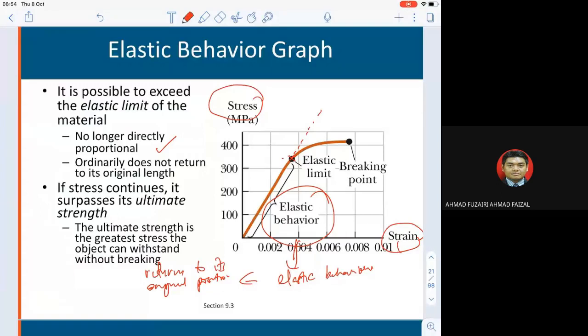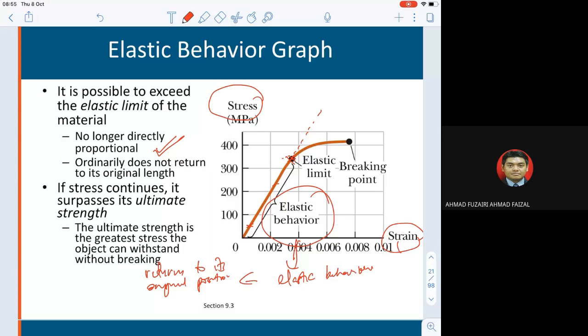So that's what we mean by elastic behavior. When we plot a graph of stress over strain, we should emphasize the elastic behavior part, which means any point within the elastic behavior, the material should return to its original position. But when it reaches the elastic limit, it is no longer directly proportional. Number two, it ordinarily does not return to its original length. Meaning the original length or volume or maybe area does not return to its original.